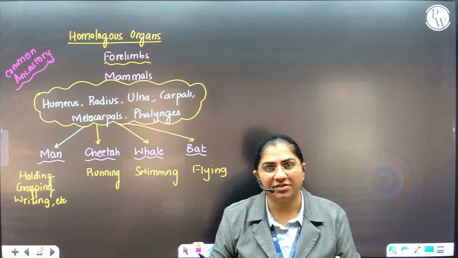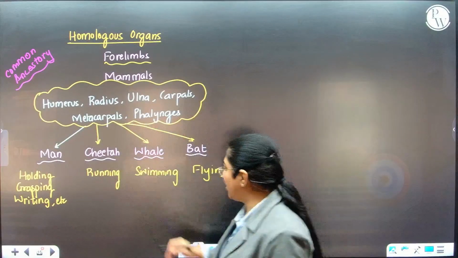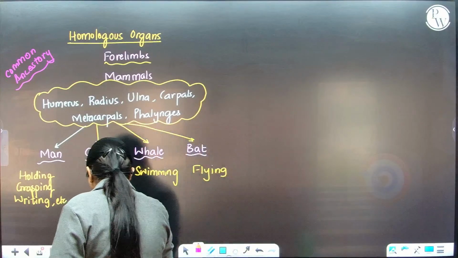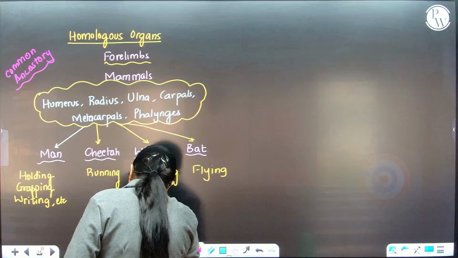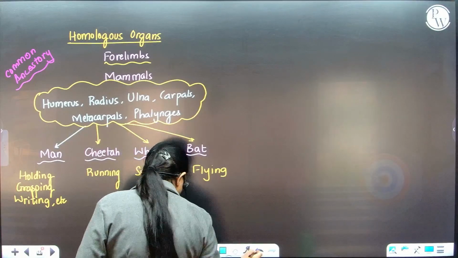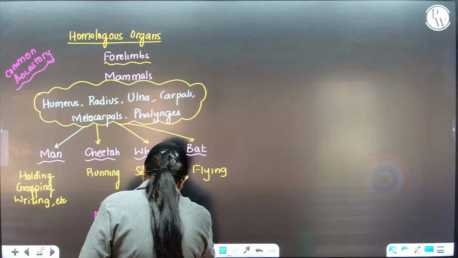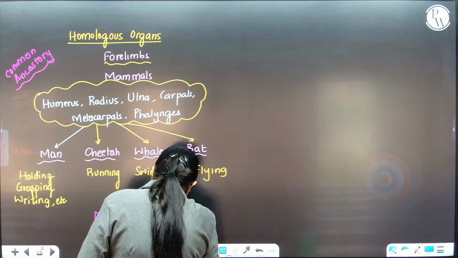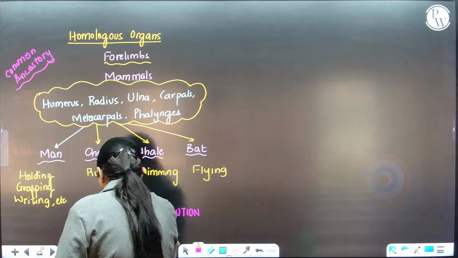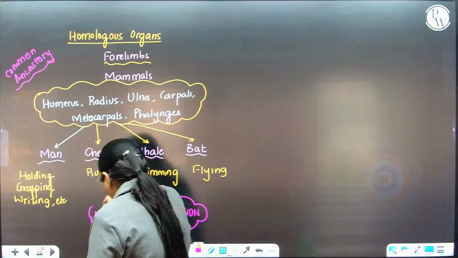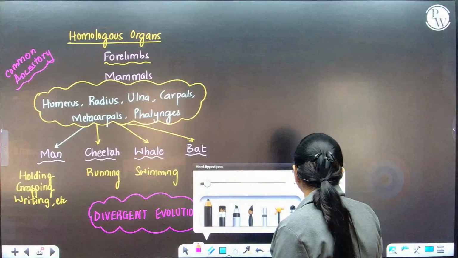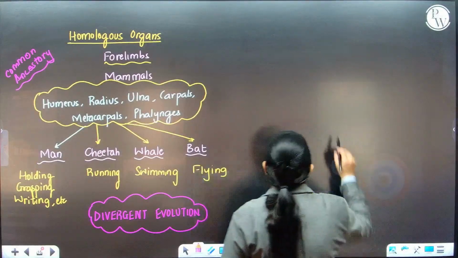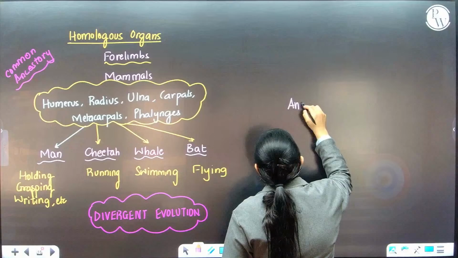Is that absolutely crystal clear? And such kind of evolution that we talk about is divergent evolution. Now from here, a large number of questions come almost every year. Every year, either from homologous organs or from analogous organs, there are questions coming. Is that clear? Moving ahead to the next understanding, which is analogous organs.